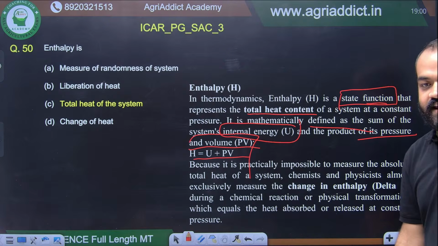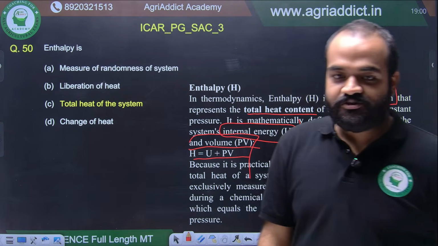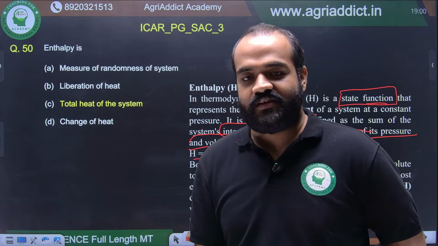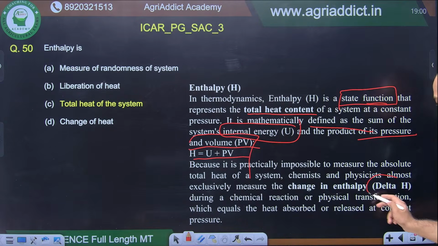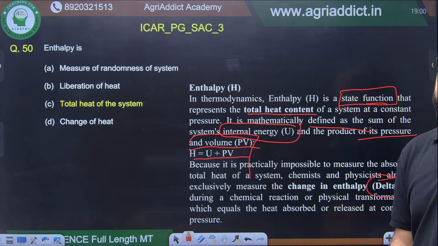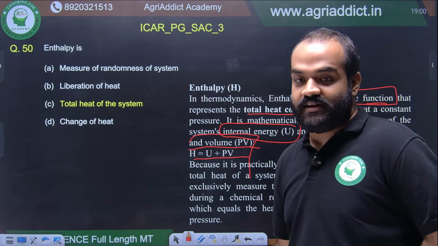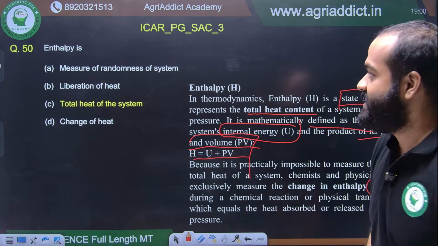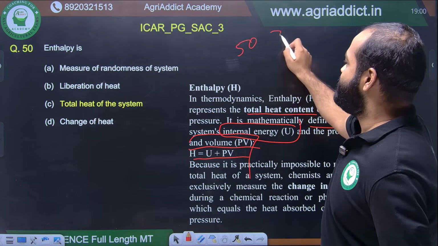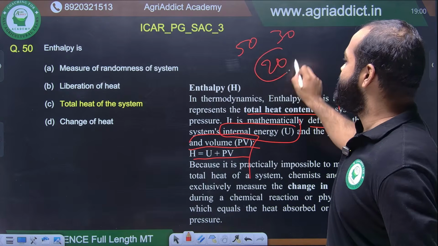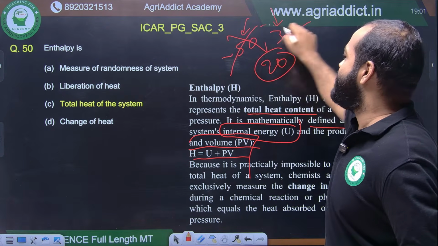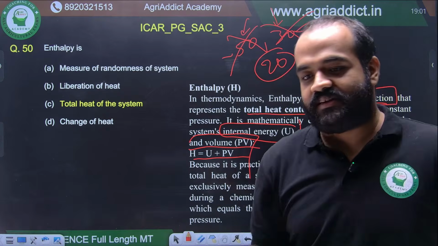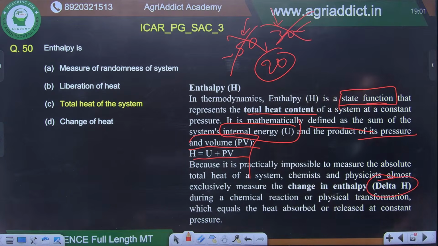We cannot measure H directly. There is no instrument to measure H directly. We cannot measure the total heat of the system. So we measure delta H, that is, we can measure the change in heat. We cannot measure the absolute value. It was 50, now it is 30. So this 20 can be measured, but this 50 and 30 separately cannot be measured. We cannot measure the 50 and 30 separately, but we can measure 50 minus 30 equal to 20.